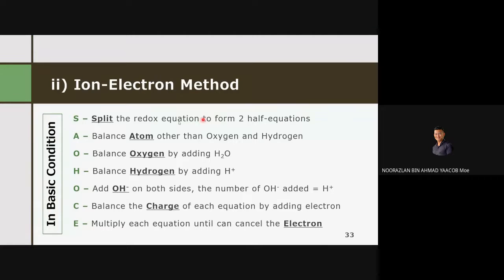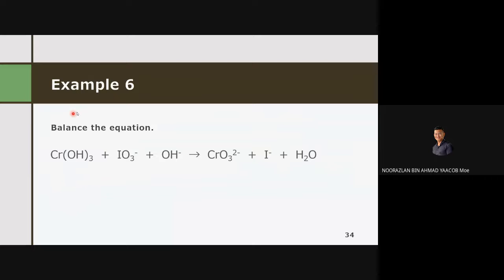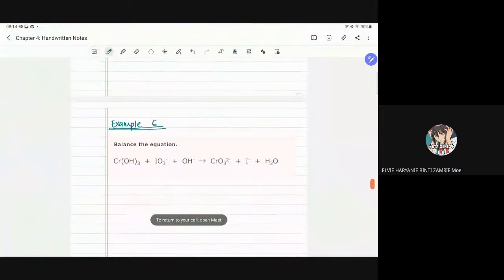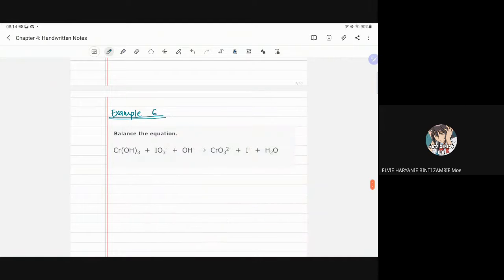Okay, so these are the steps. Steps dia sama je juga, lebih kurang. Cuma ada step tambahan, kita tambah OH ni. So we look how we can do this. Okay, so this is example 6. Balance the equation. Okay, so now I'm just going to show you my tablet. Example 6.